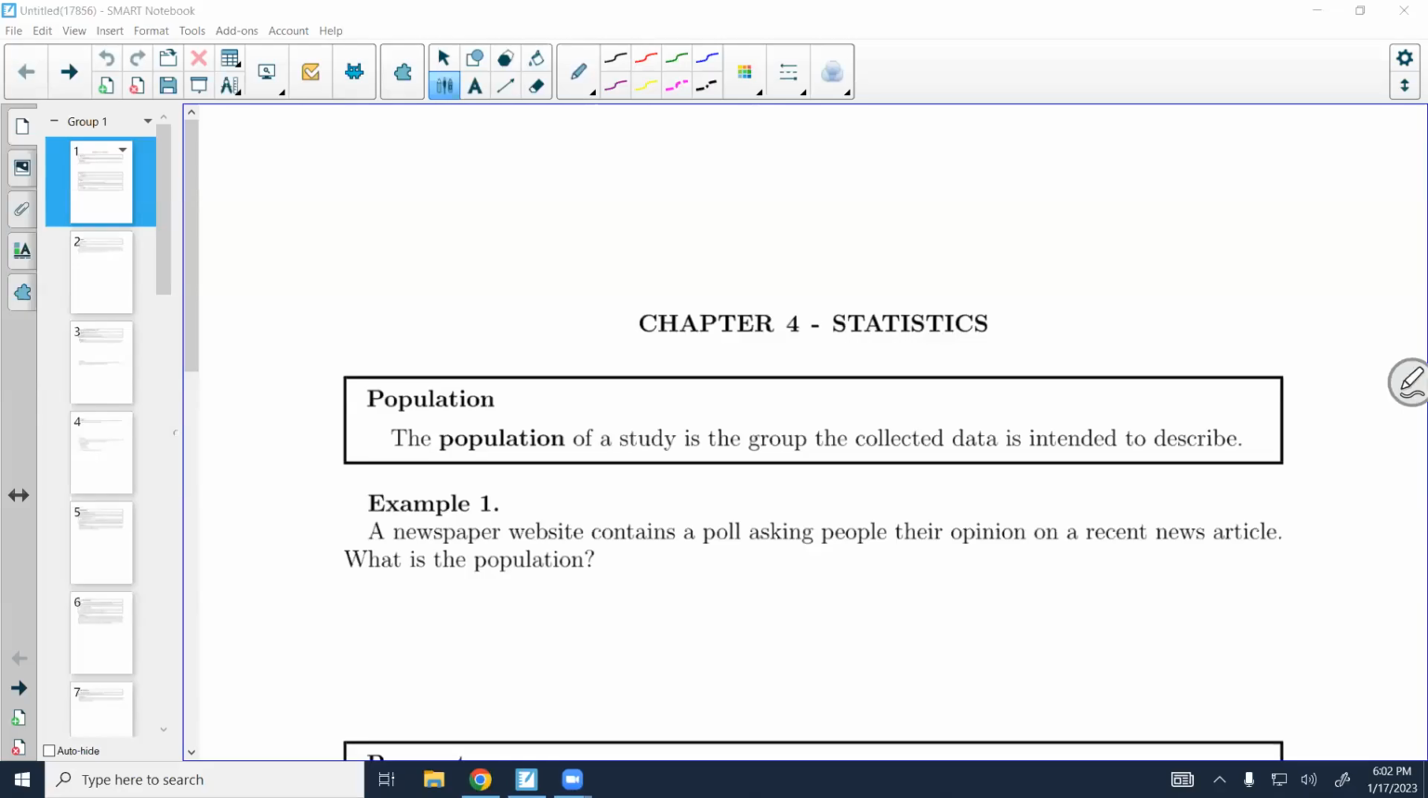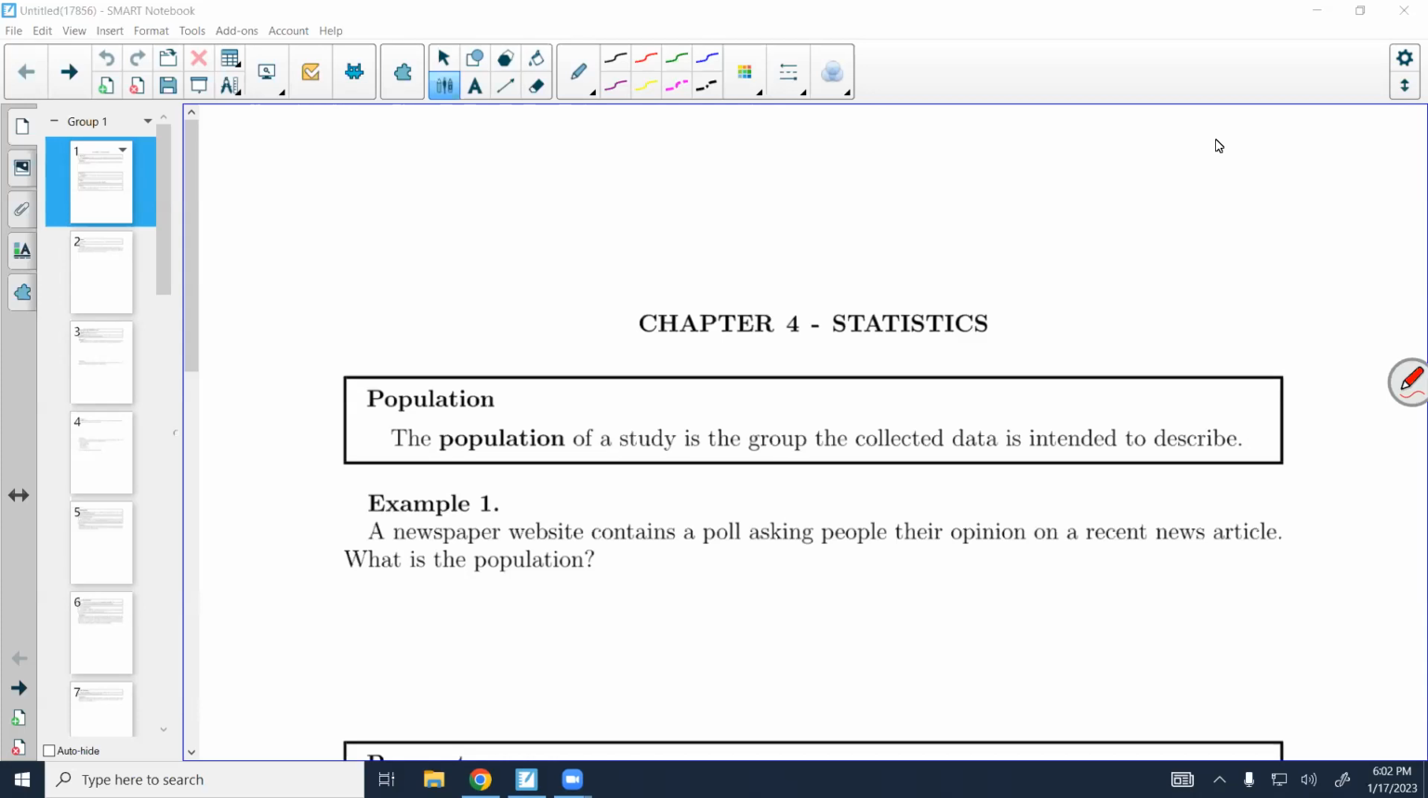Now, today we're going to start looking at the statistics chapter. This is more about an introduction to statistics, in that we don't really do any statistics calculations in this chapter. This chapter is mainly concepts and definitions.